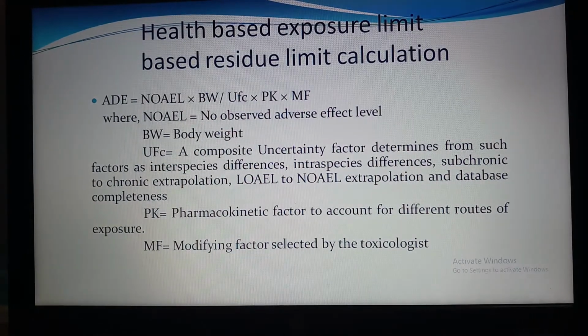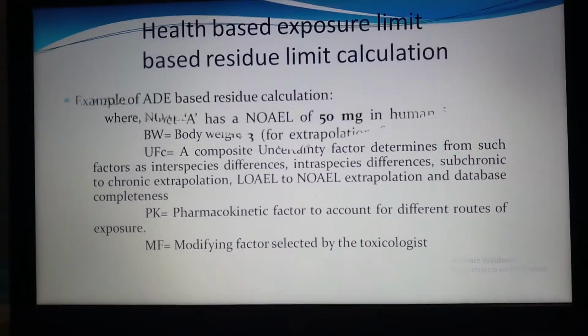The formula is ADE equals NOEL into body weight divided by UFC into PK into MF, where NOEL is no observed adverse effect level, BW is body weight, and UFC is a composite uncertainty factor that takes into account various factors like interspecies differences, subchronic to chronic extrapolation, LOAEL to NOAEL extrapolation, and completeness of data, etc. PK is the pharmacokinetic factor, which takes into account different routes of exposure, and MF is the modifying factor that is selected by the toxicologist.